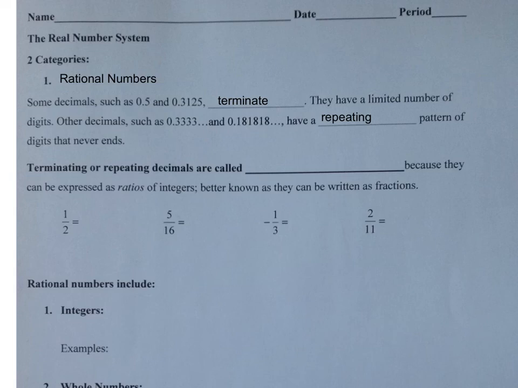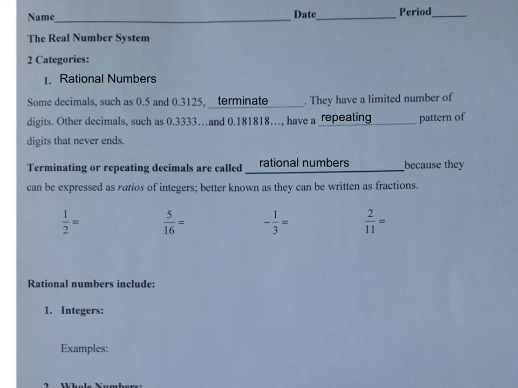Okay, so a rational number has either a terminating decimal or a repeating decimal. So terminating or repeating decimals are called rational numbers because they can be expressed as ratios of integers, better known as they're written as fractions. So anything that can be written as a fraction is considered a rational number.